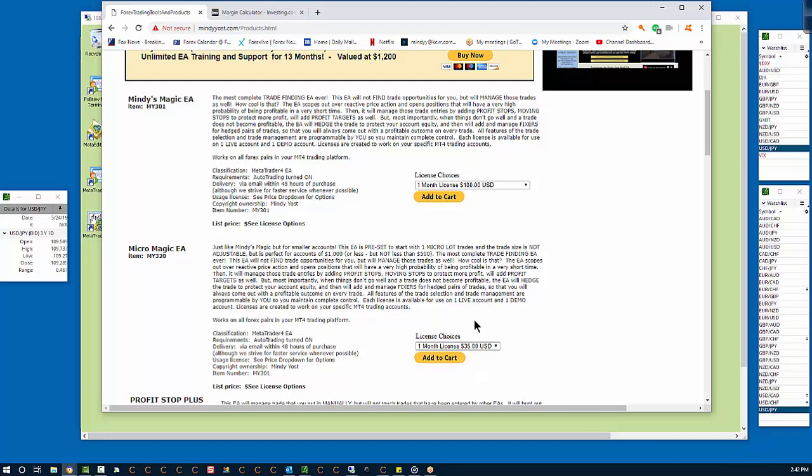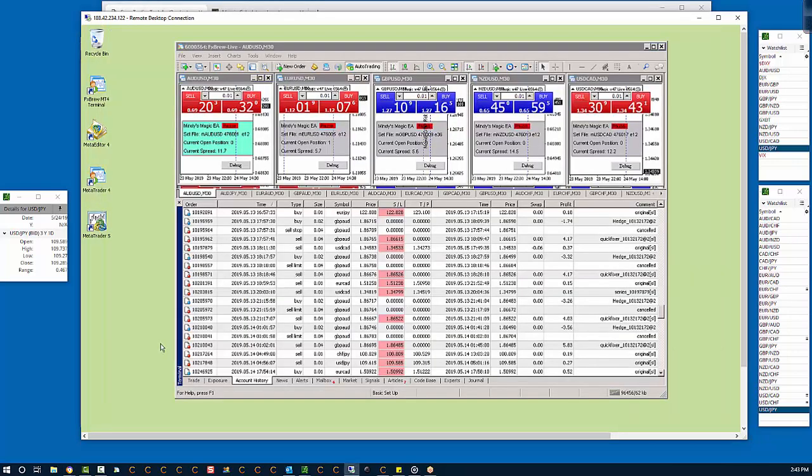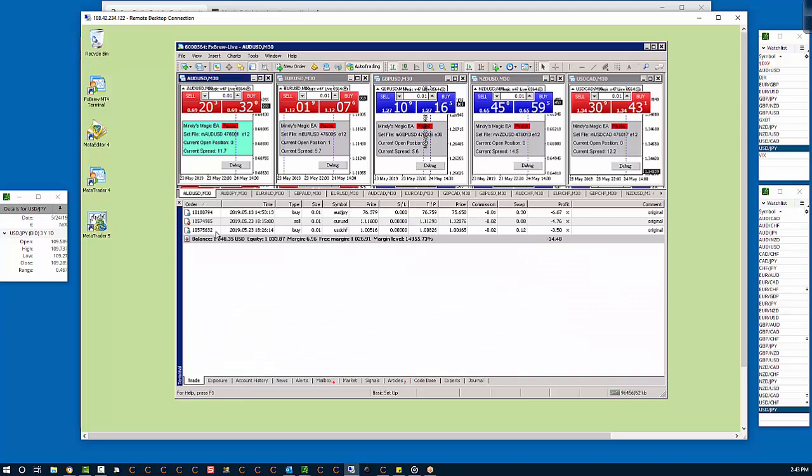Now, the other thing that I've added just yesterday is a different kind of license for people who have smaller accounts, and this is called a Micro Magic EA. This one is the Mindy's Magic EA. It really is for accounts of $5,000 or larger, and $10,000 would be preferable. But this Micro Magic is for accounts that would be the size of this one that started with like $1,000.